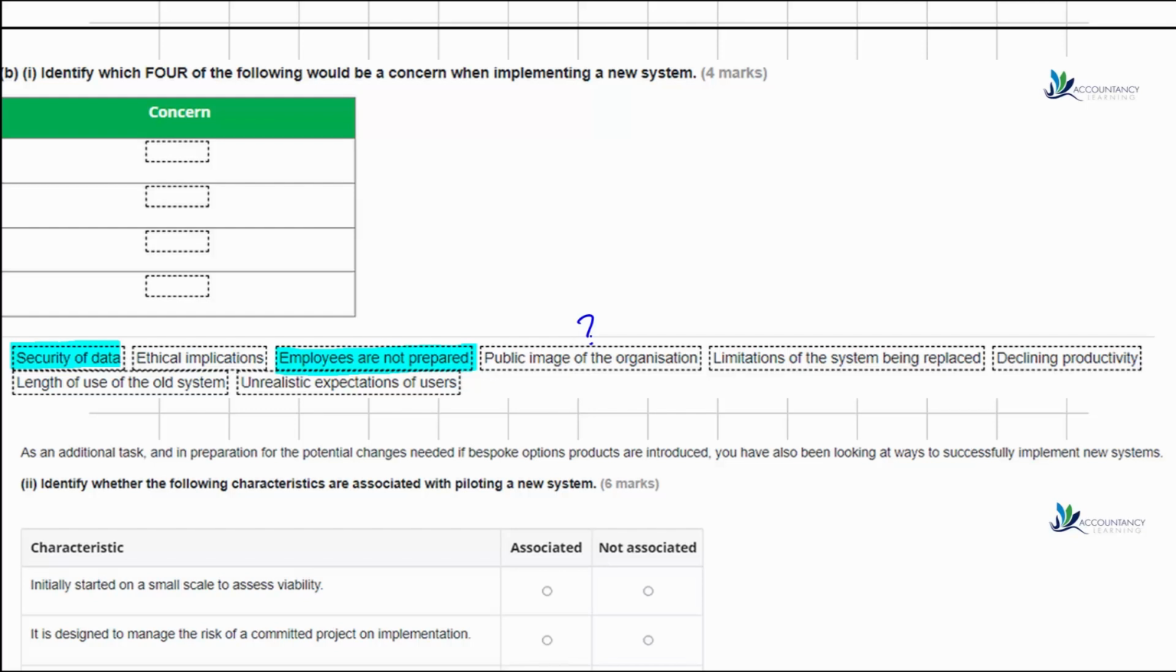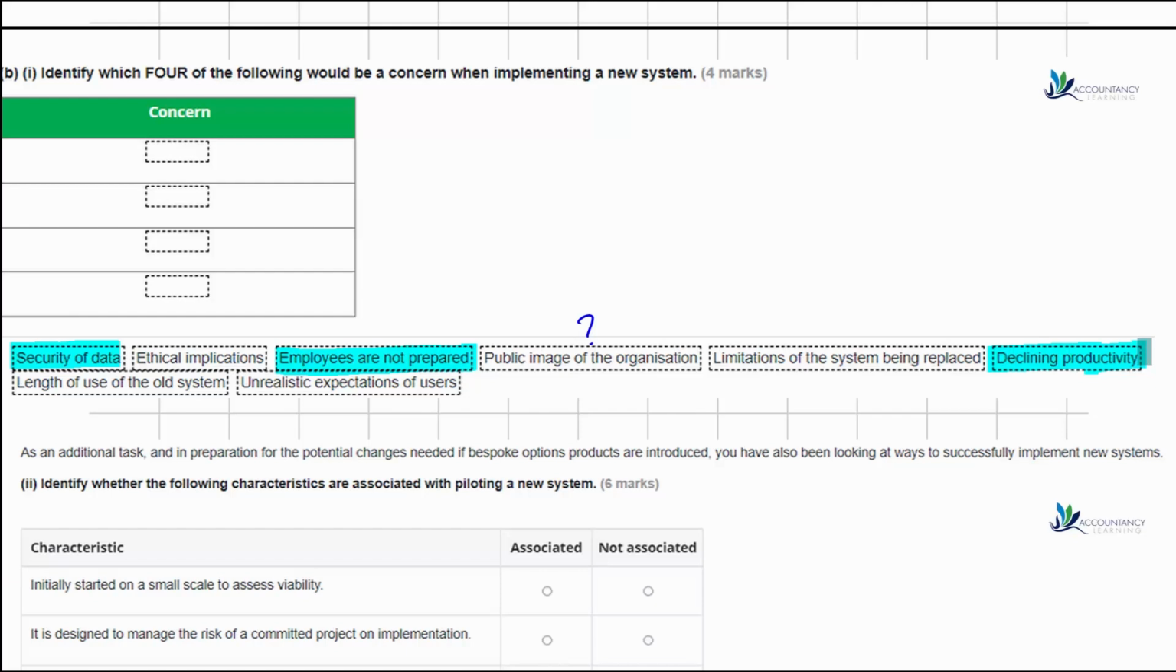And then next one, limitations of systems being replaced. Well, hopefully not. If we're going through a proper change management, we will have identified all the issues with the system and we won't have any limitations. So that may not be an issue. What about declining productivity? Well, yes, during the change process, that is likely to be the case. As people are getting used to the system, they may not be fully productive. So that's a typical problem. And then the length of the use of the old system, well, no, that shouldn't have any impact. Just because we've been using the old system for a long time, that shouldn't be a reason why we're going to have problems with the new system.